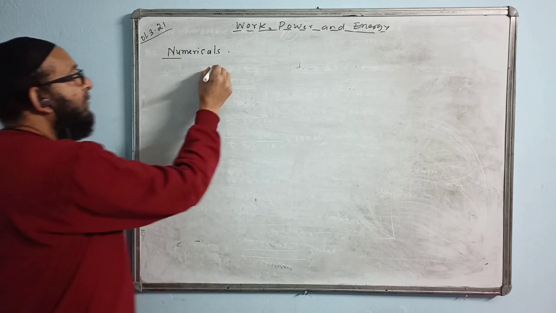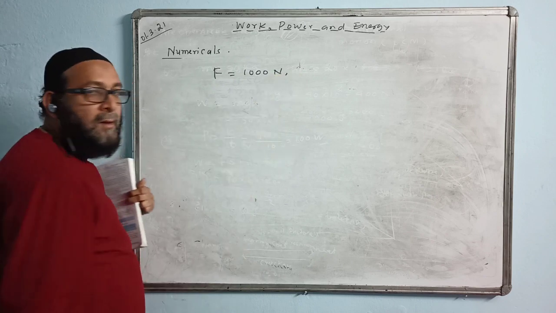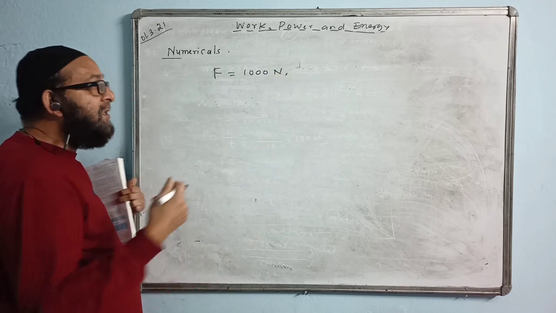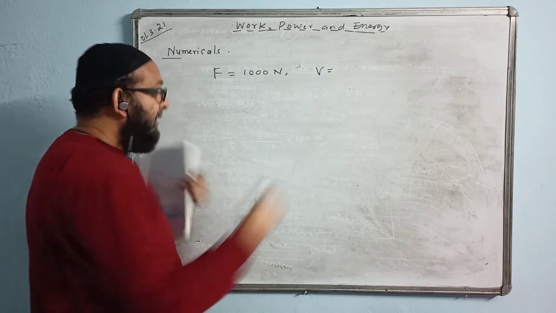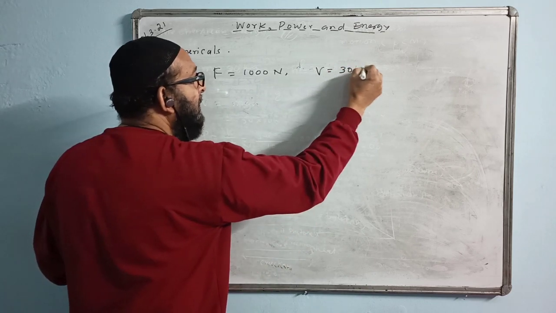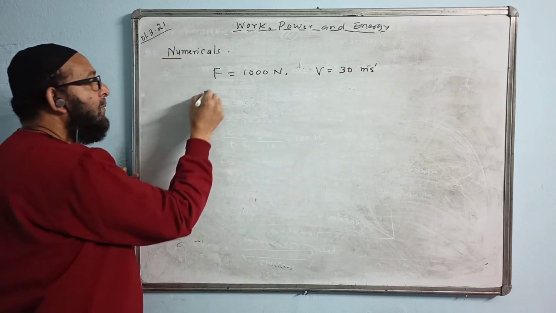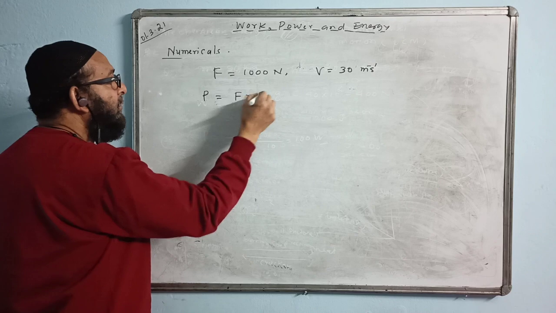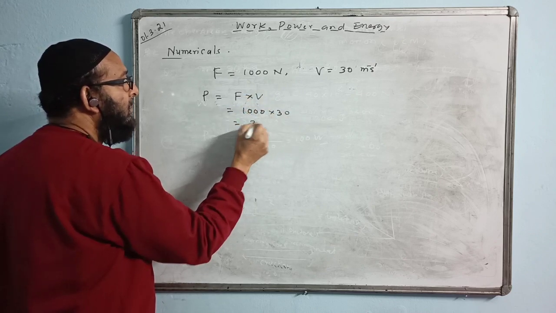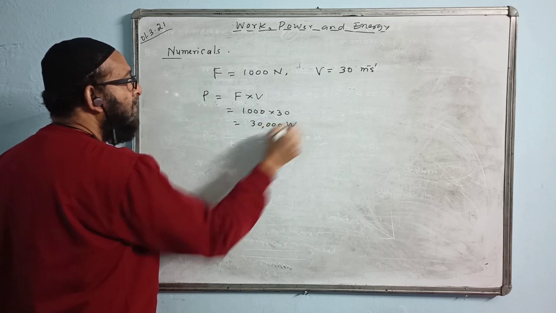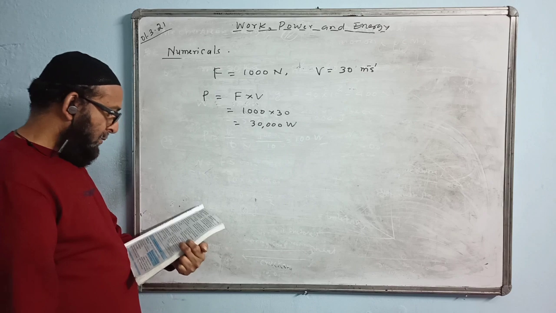To write the information, force is given 1000 Newton, and the cart is moving with the speed, its velocity is given 30 meters per second. You have to find the power. The power formula this time will apply F into V. 1000 into 30. The answer will come 30,000 watt or 30 kilowatt we can write. Okay, this is the answer.